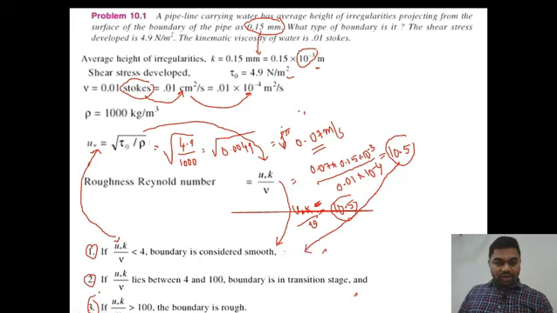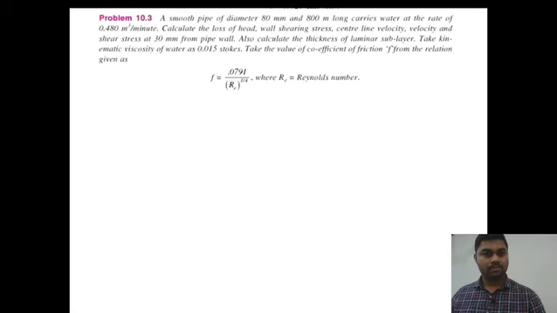According to the criteria given below, for the value of 10.5, as it lies between 4 and 100, the type of boundary is in the transition stage.